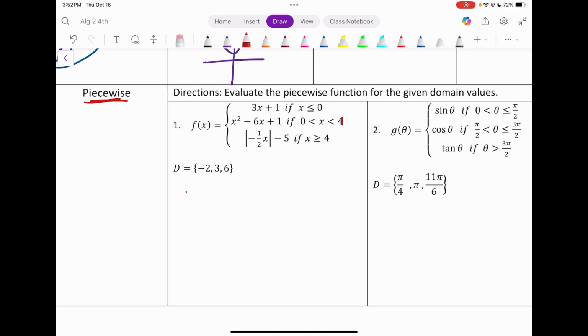So let's first find f of -2, and again, we have to figure out where to plug it in. Since the value that we're plugging in, x, is less than 0, we're plugging it in here. So we're simply doing 3 times -2. We're going to add 1 to it, and that gives us -5.